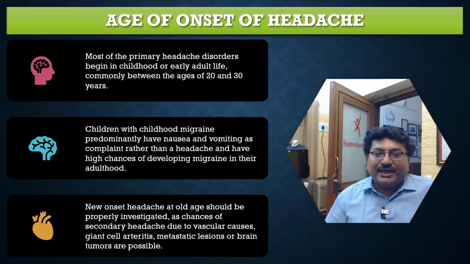New onset headache in older age should always be properly investigated. If there are chances of secondary headache due to vascular causes, there could be the possibility of giant cell arteritis, there could be metastatic tumors or primary brain tumors, they are possible. So remember, an aged patient you should always consider as a red flag.